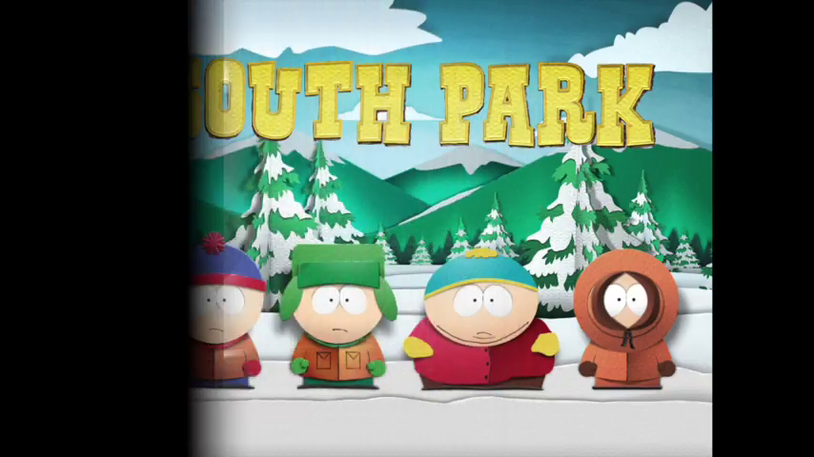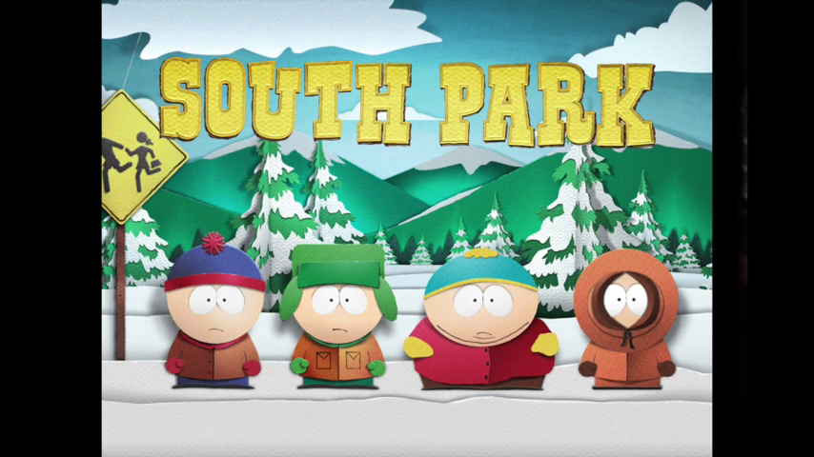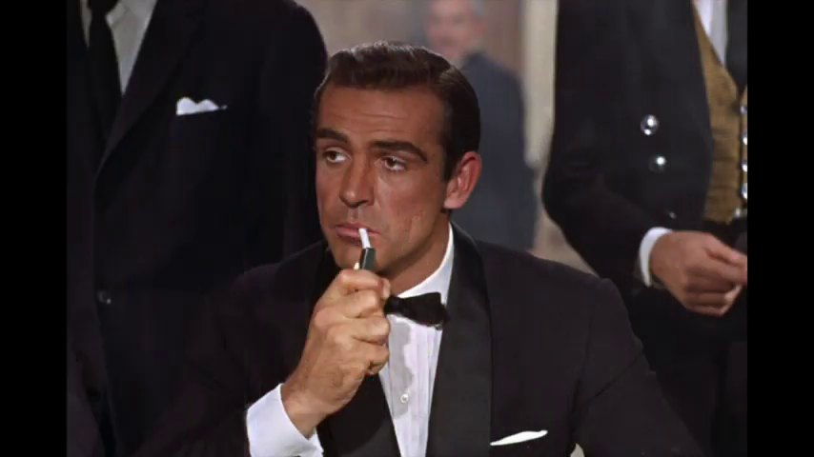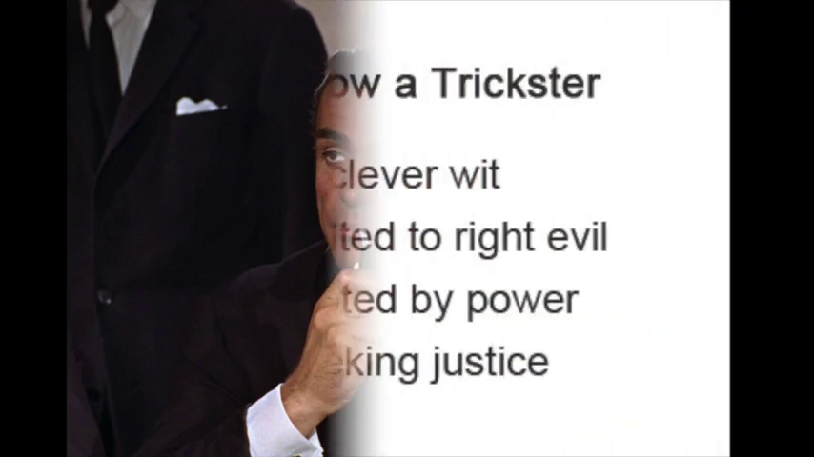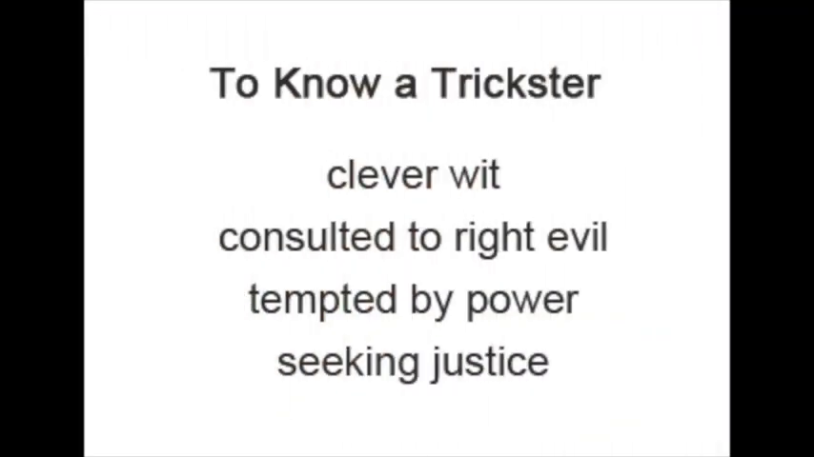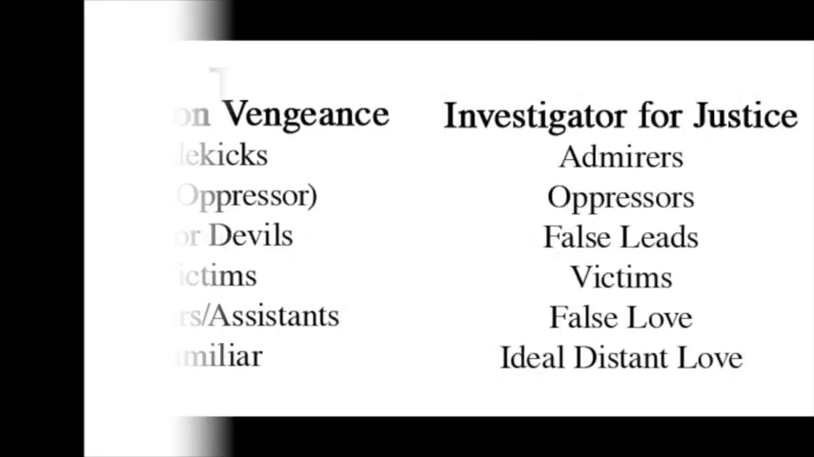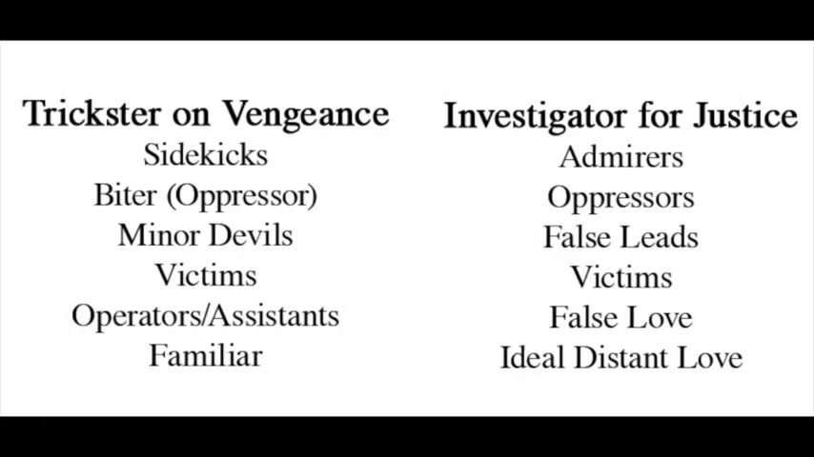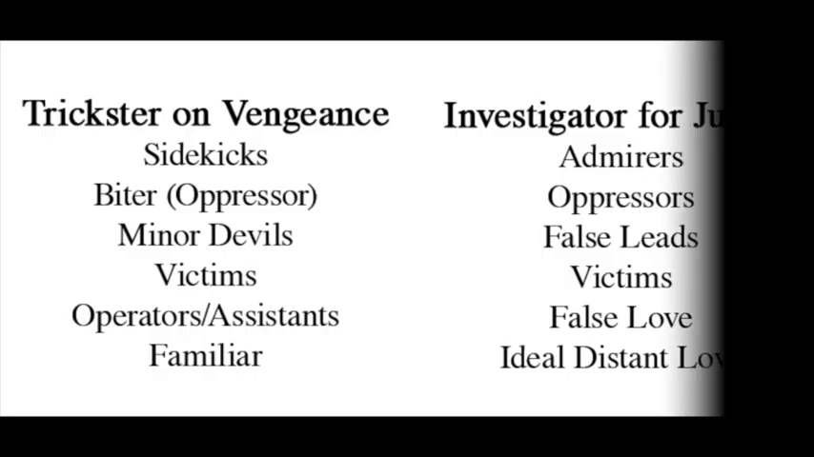Some characters are crossover characters like James Bond, who is a trickster defending the kingdom. Tricksters are often loners, and much like the people they oppose, except they are moral, not evil. Two popular stories are the vengeance story and the investigator story.